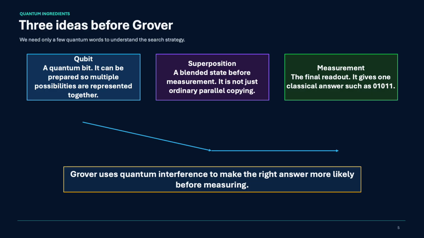And that brings us to our third concept, measurement. Measurement converts the quantum state into a classical result that we can actually read. So Maya's challenge becomes very interesting. If measurement gives only one answer, how can quantum computing help? The secret is, before measuring, we change the probabilities.